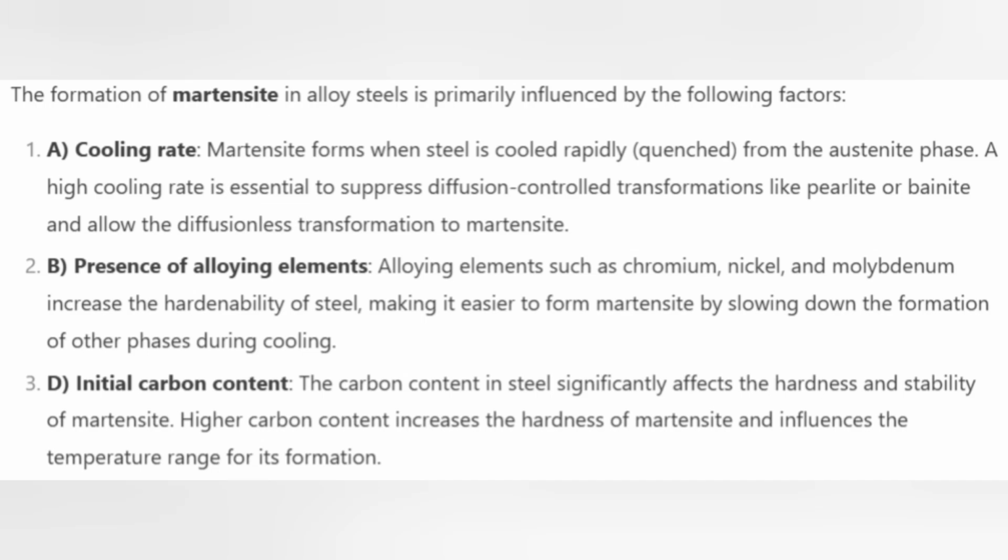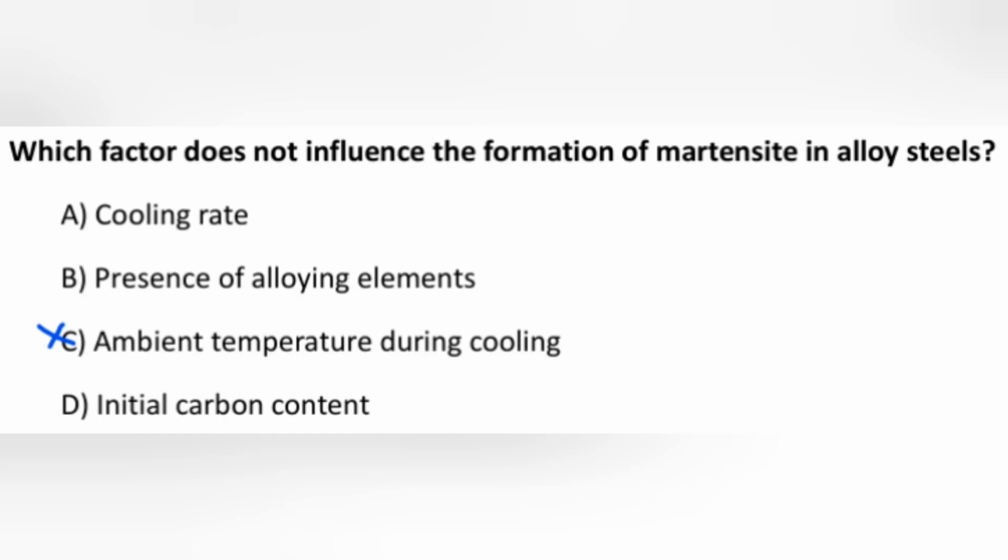And the final one is the carbon content. Carbon content would significantly affect the hardness and stability. More carbon content, it would be harder, right? Higher carbon content increases the hardness of the martensite and influences the temperature range. So carbon content is also one of the factors which affect the formation or the amount of strength and hardness of martensite. So obviously these three are the factors. Among them, the ambient temperature during cooling is the factor which does not influence.